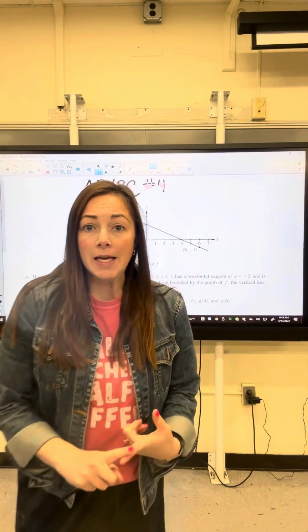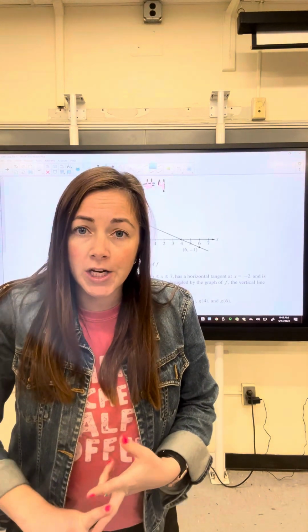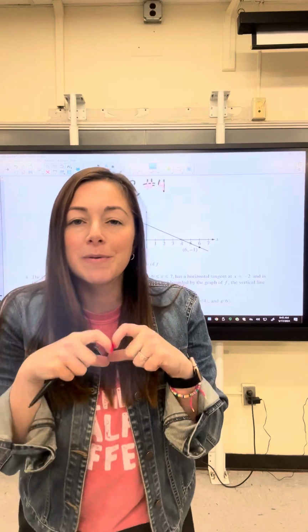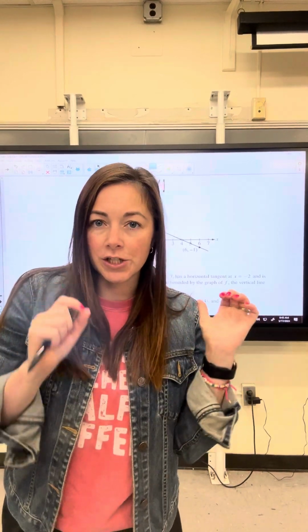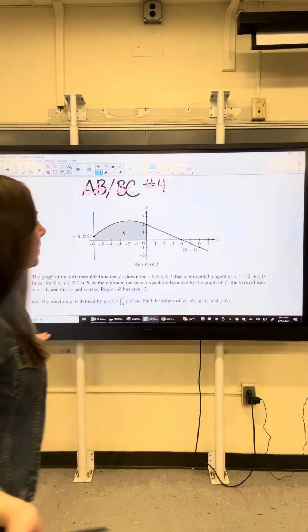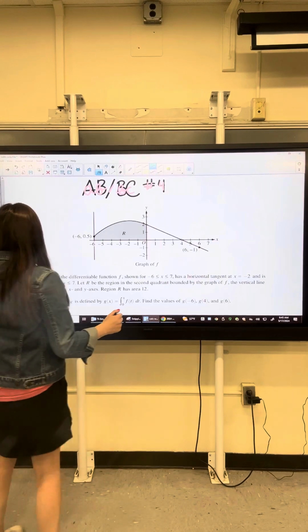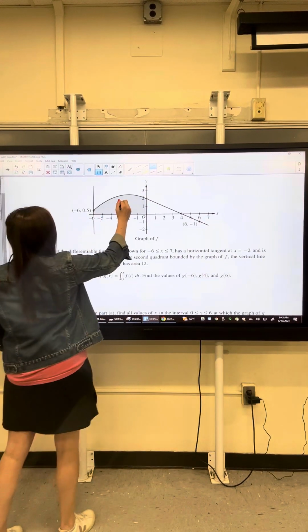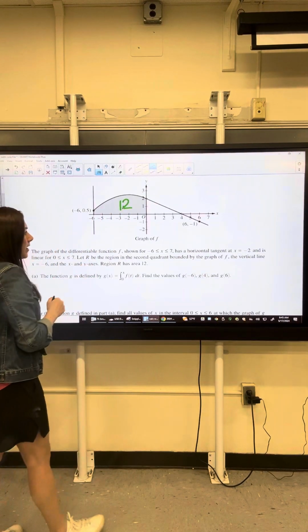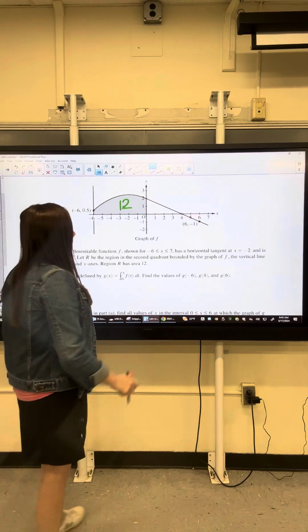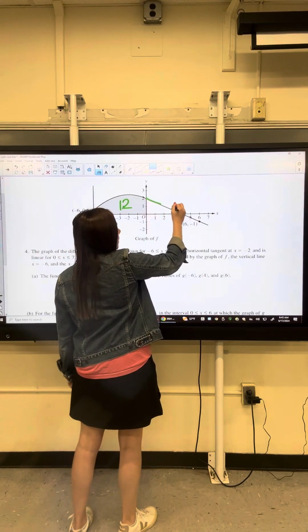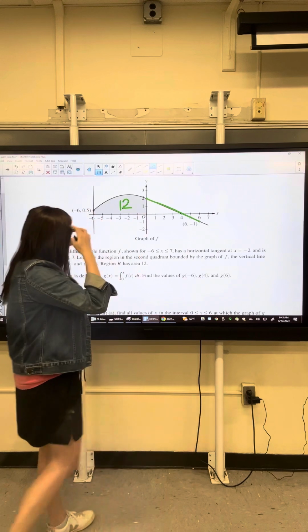So we're going to do the AB BC number 4 question on the exam. If I had to pick my favorite question, this would have been my favorite question. I just love this question. Okay, so let's see what we got going on here. They give us a graph of f. They tell us that this region had an area of 12, and then they just describe what's going on. And this is important, it becomes linear when we get over here, okay?